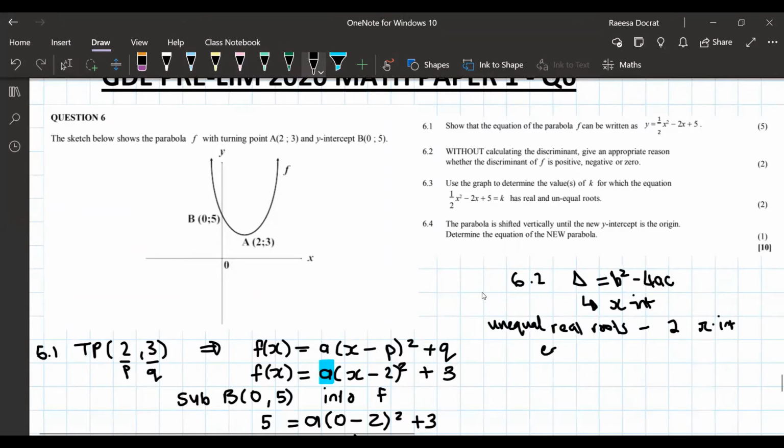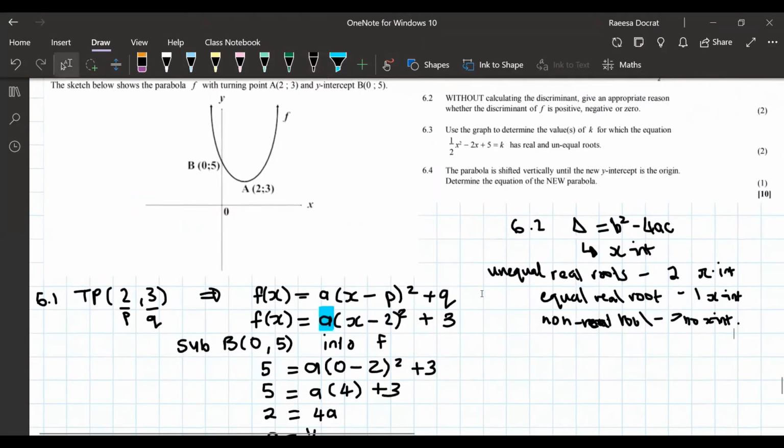If we have equal real roots, then we have 1 x-intercept. If we have non-real roots, then there's no x-intercept. Please review that video before this.